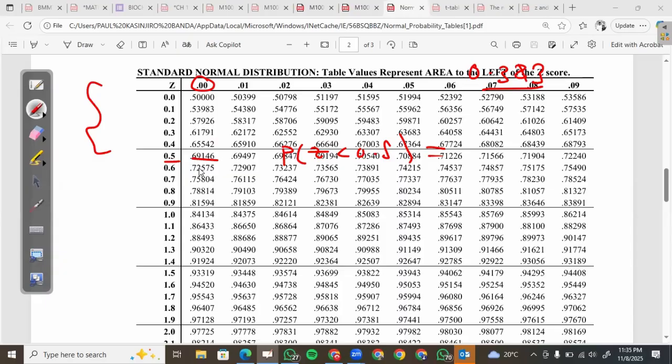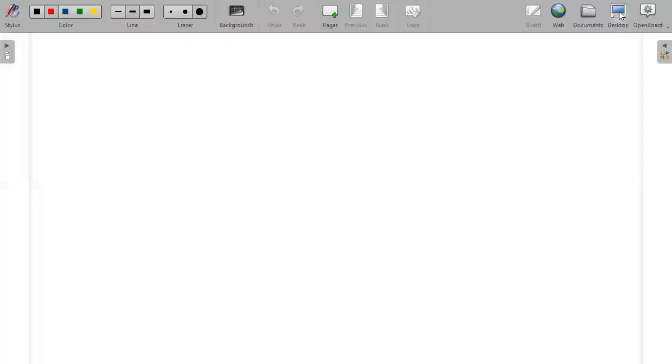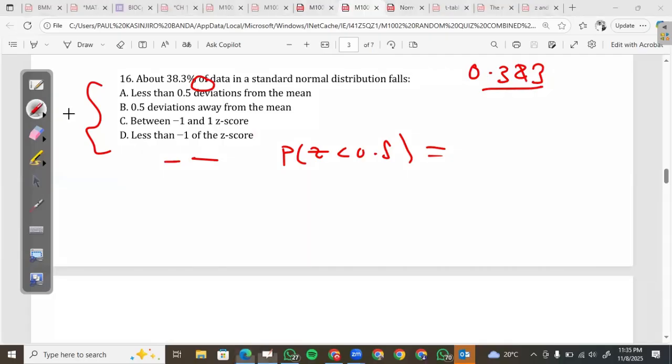That is 0.69146. I'll round it off, so that is just 0.691. So option A does not give us the probability that we want. We are looking for something that will give us this probability. So we try B.